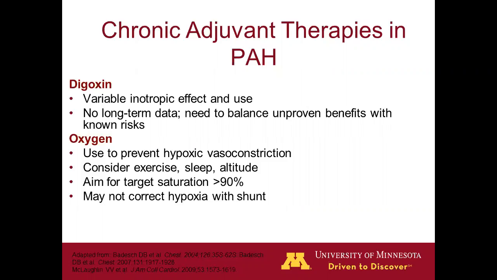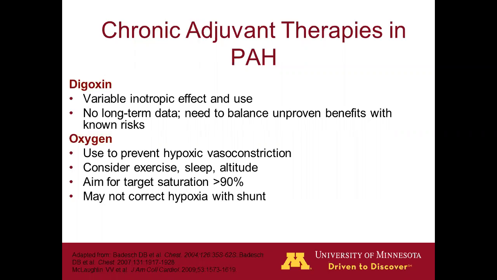Oxygen is very, very important if they're hypoxic, to correct hypoxemia. Why? Because hypoxia will cause pulmonary vasoconstriction. It's going to make your pulmonary pressures worse. It's going to make the disease worse. So we don't want these patients to be hypoxic.